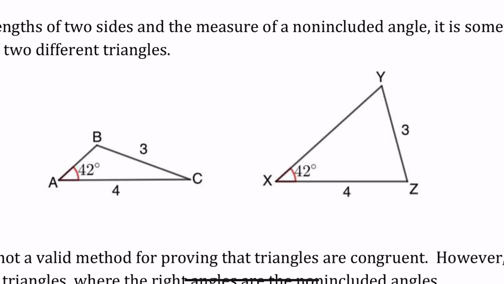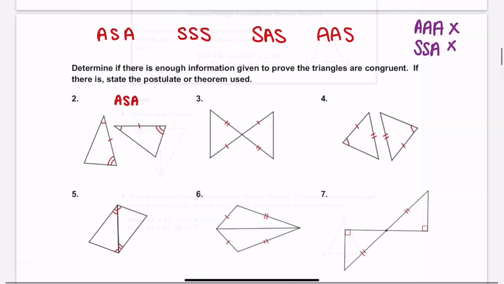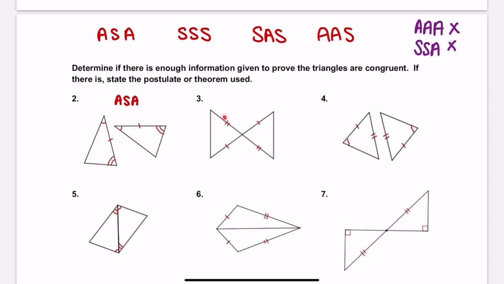So they could be, but it's not necessarily the same. So let's look at number 3. We only have two things right now. I have two sides here and two sides here. So I could either have side, side, side, or side, angle, side. So I don't really see any way for these two sides to be the same.